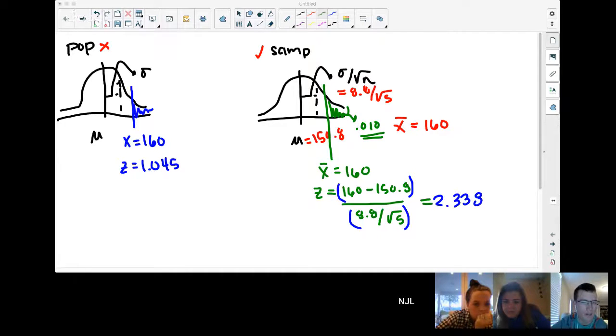Left skewed, is that right? What did you say? Sorry, you cut out. I said left skewed because it said that the distribution is left skewed. There's a sample of 81. Oh, that's true.